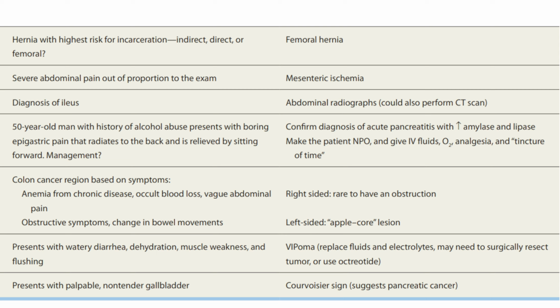And a patient with a palpable, nontender gallbladder: this is Courvoisier sign. Courvoisier sign suggests pancreatic cancer. It is a palpable, nontender gallbladder. When it's not painful, it's very likely a cancer.